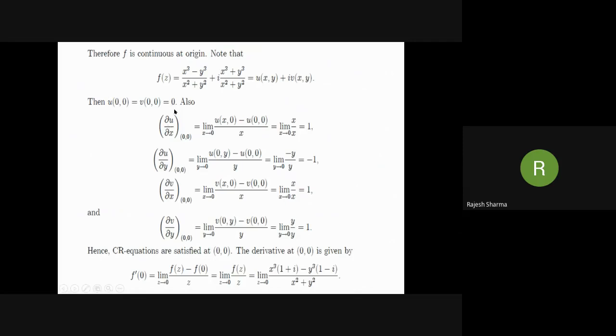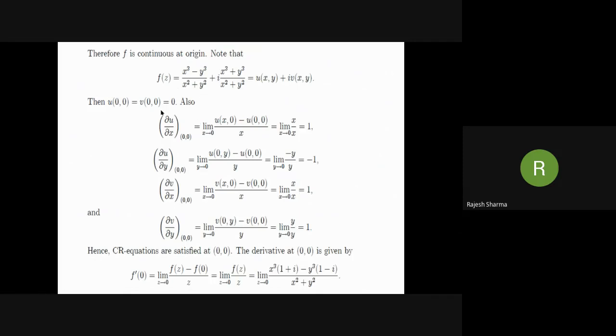So this function is continuous at the origin. Now we can write f(z) as u plus i v, where u is the real part and v is the imaginary part, and u equals (x cube minus y cube) over (x square plus y square), and v equals (x cube plus y cube) over (x square plus y square). Also, u at the origin is 0 and v at the origin is also 0. Why? Because f(z) is 0 at the origin.